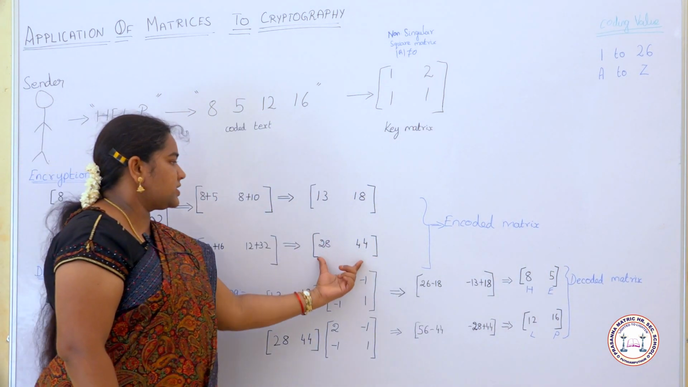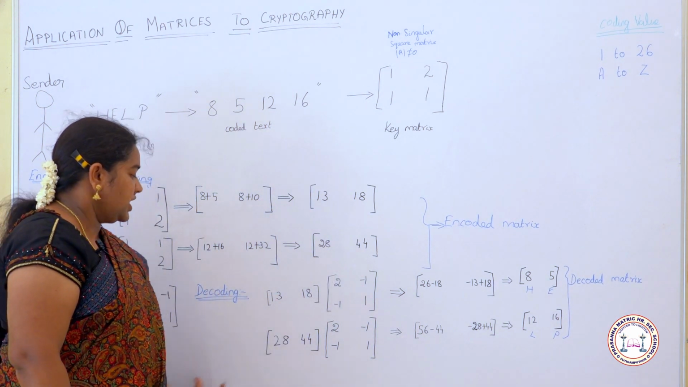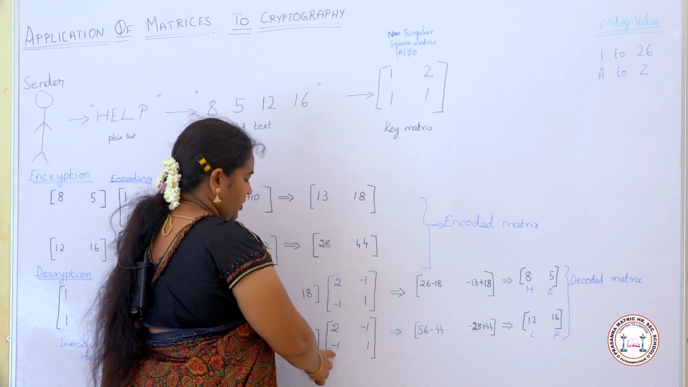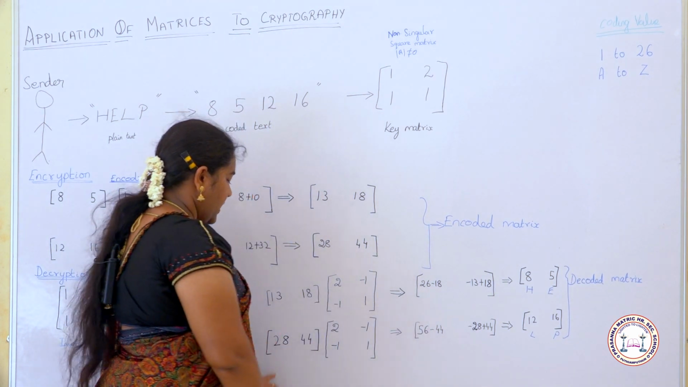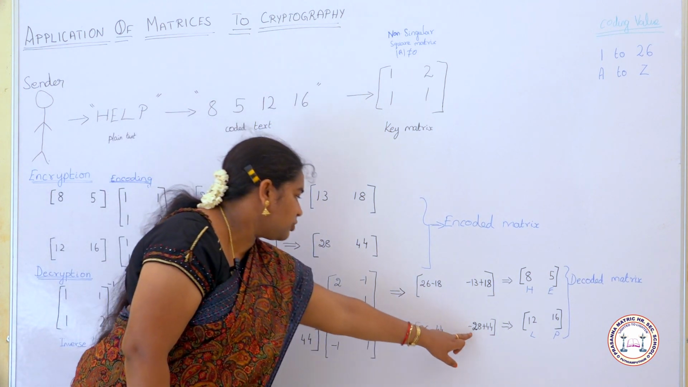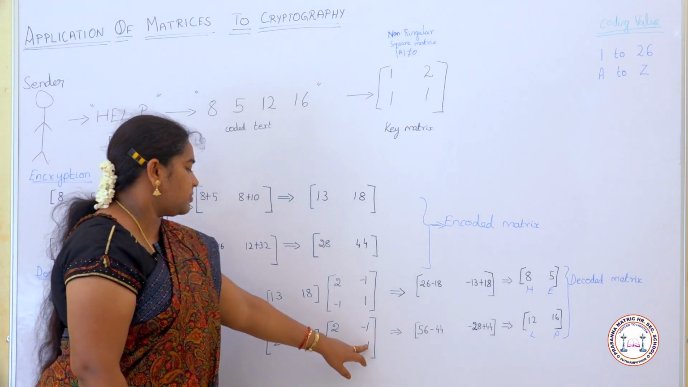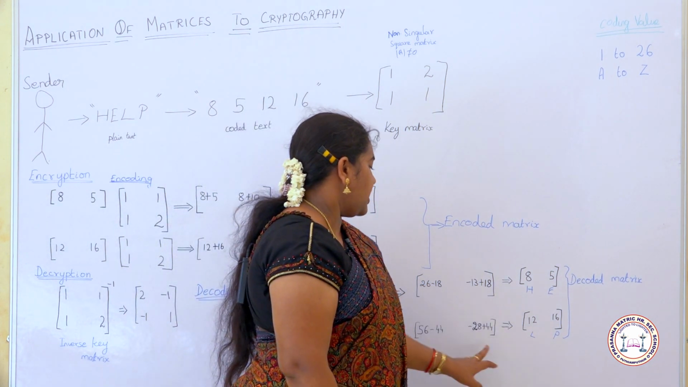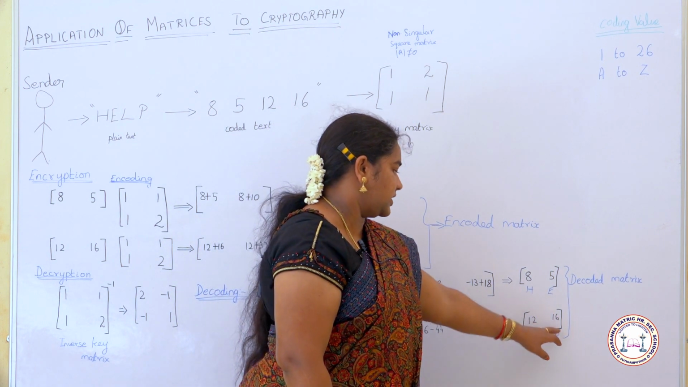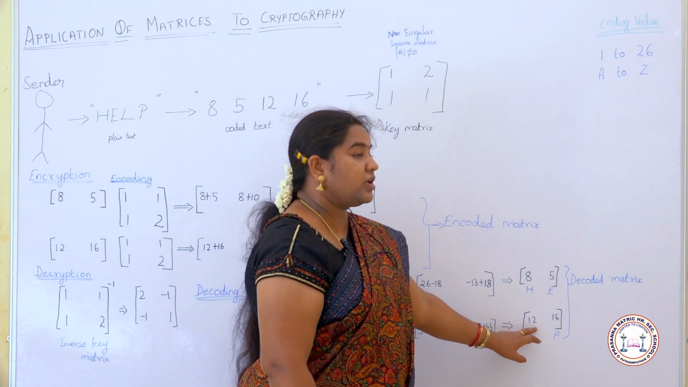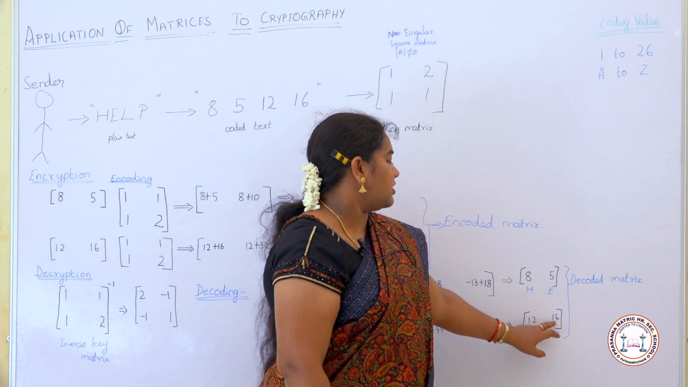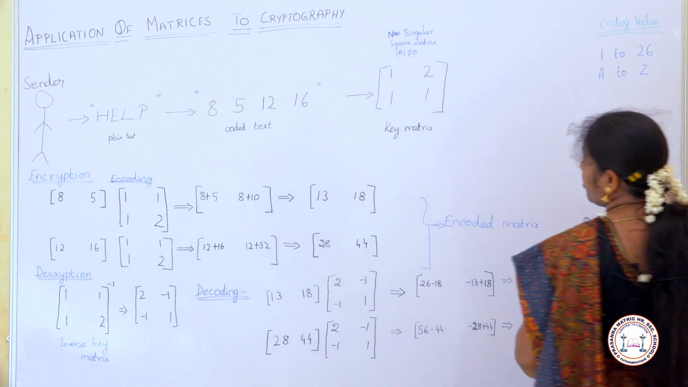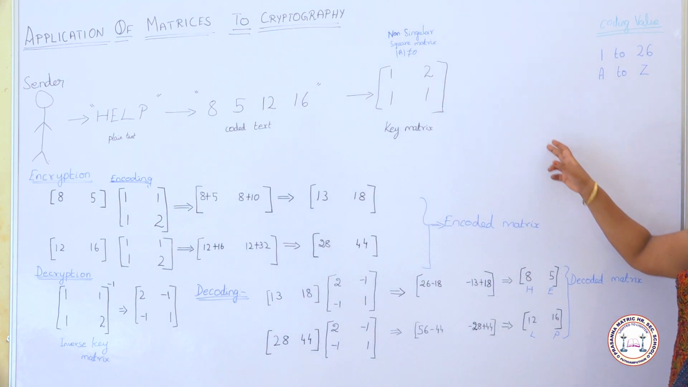Similarly, the next encoded row matrix is multiplied with the inverse key matrix. So 28 into 2 will give you 56 and 44 into minus 1 will give you minus 44, and 28 into minus 1 will give you minus 28 and 44 multiplied with 1 will give you plus 44. So 56 minus 44 will give you 12 and minus 28 plus 44 will give you 16. So the alphabet corresponding to the coded value 12 is L and the alphabet corresponding to 16 is P. So the final message we sent initially, help, we got here.